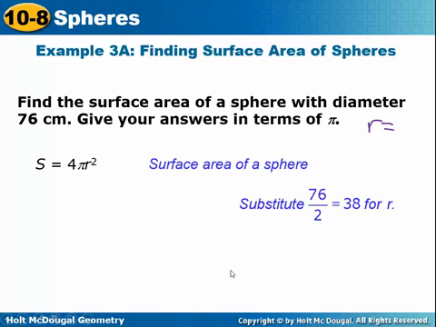So you got your formula written down. You found that the radius is 38 by dividing 76 by 2, and then you just plug it in. If you're going to leave it in terms of pi, then you would just multiply, first take 38 squared, and then multiply that by 4, and you get 5,776 pi.